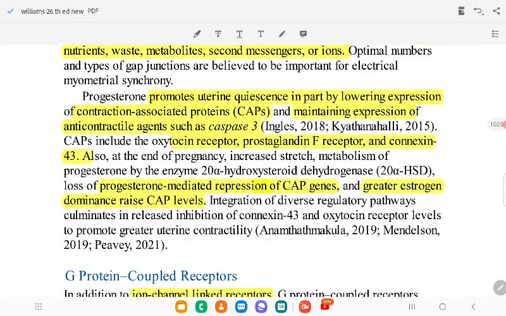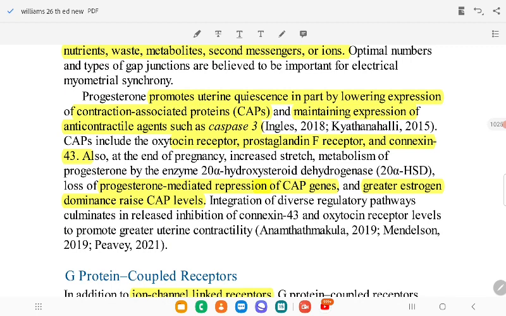What happens? Progesterone promotes uterine quiescence in part by lowering the expression of contraction-associated proteins like CAPs, and maintaining expression of the anticontractile agent caspase 3. Progesterone maintains quiescence by lowering expression of CAPs and caspase 3. CAPs include the contraction-associated proteins.